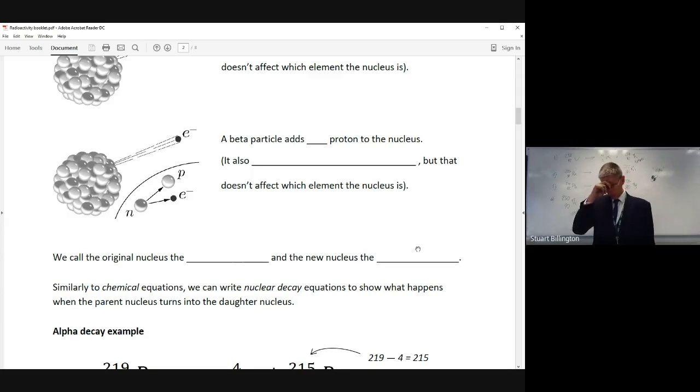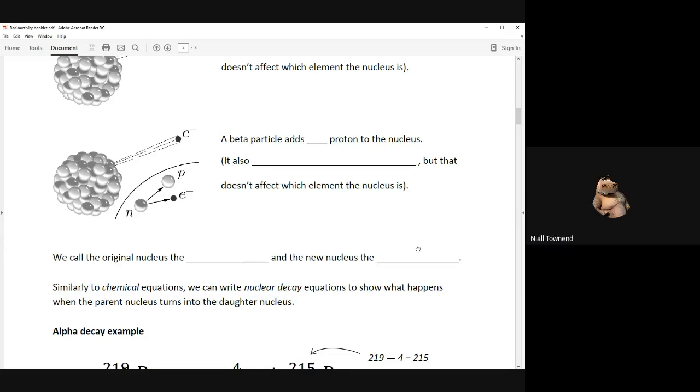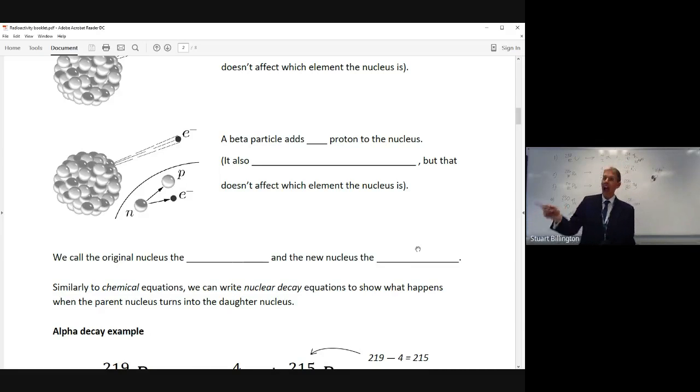We lost two somethings. We did lose the electron, and what else did we lose? Lost the electron and a neutron turns into a proton. So we gain a proton, but we lose a neutron. Yeah. So that's what goes on that line there. A beta particle adds one proton to the nucleus. It also loses a neutron. But that doesn't affect what element it is. So gains one proton, loses one neutron.